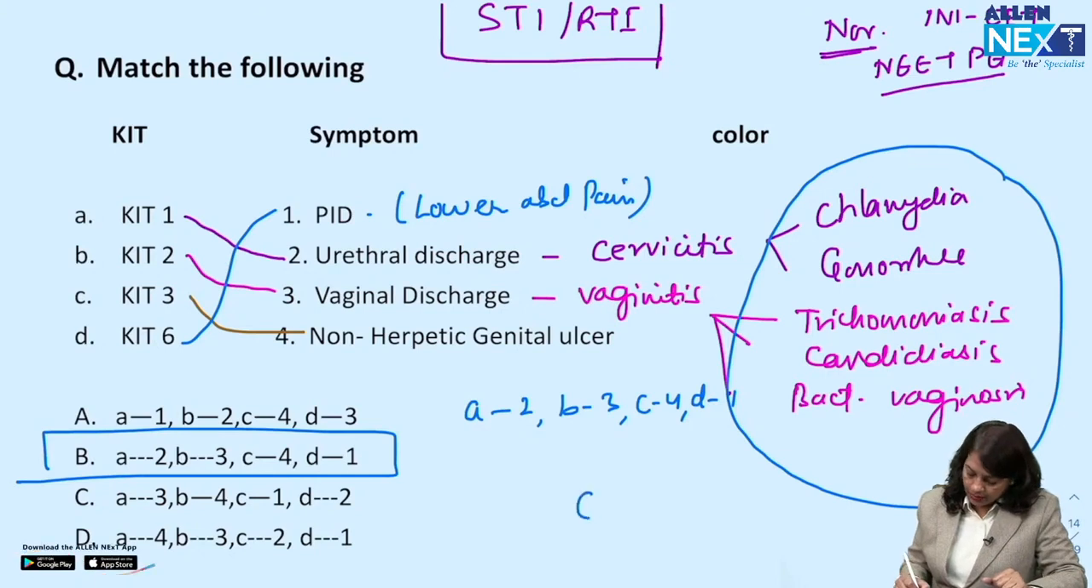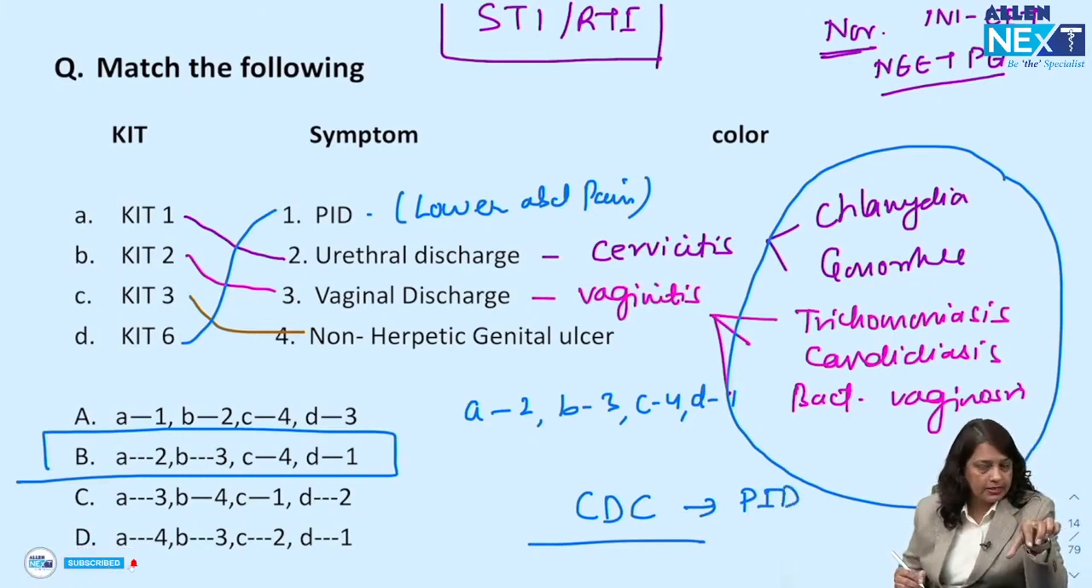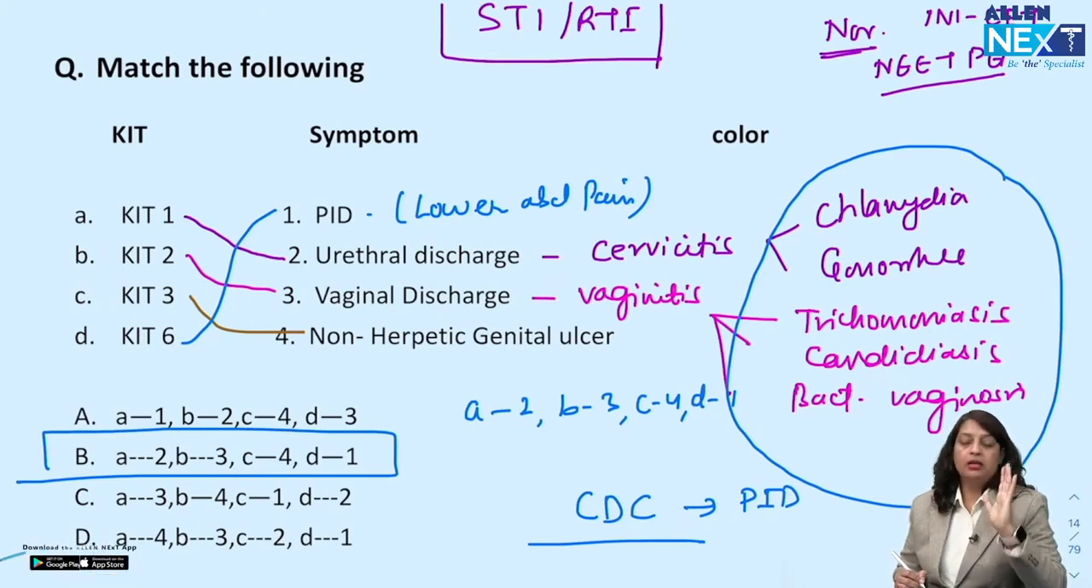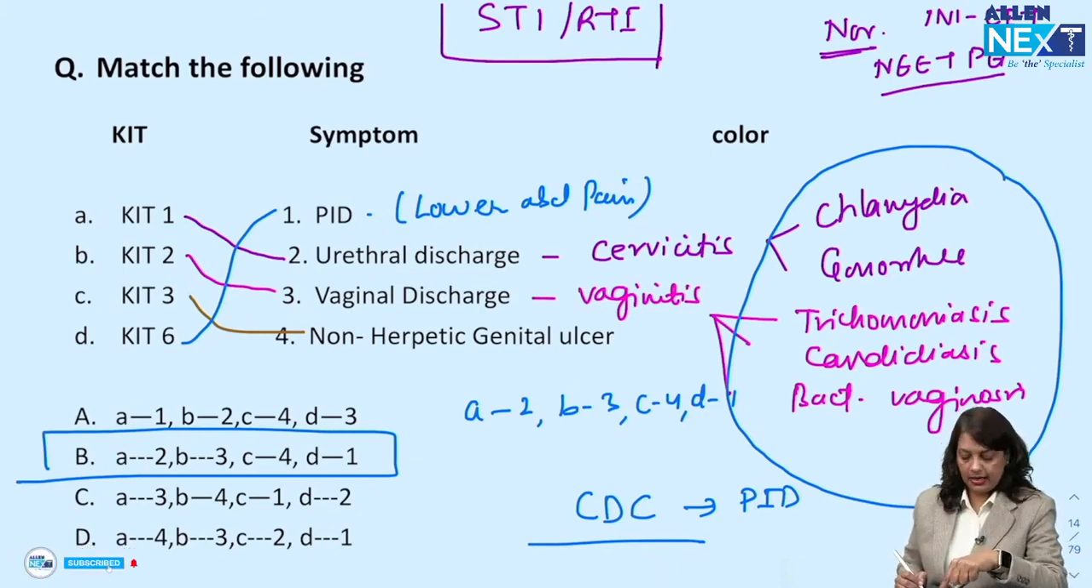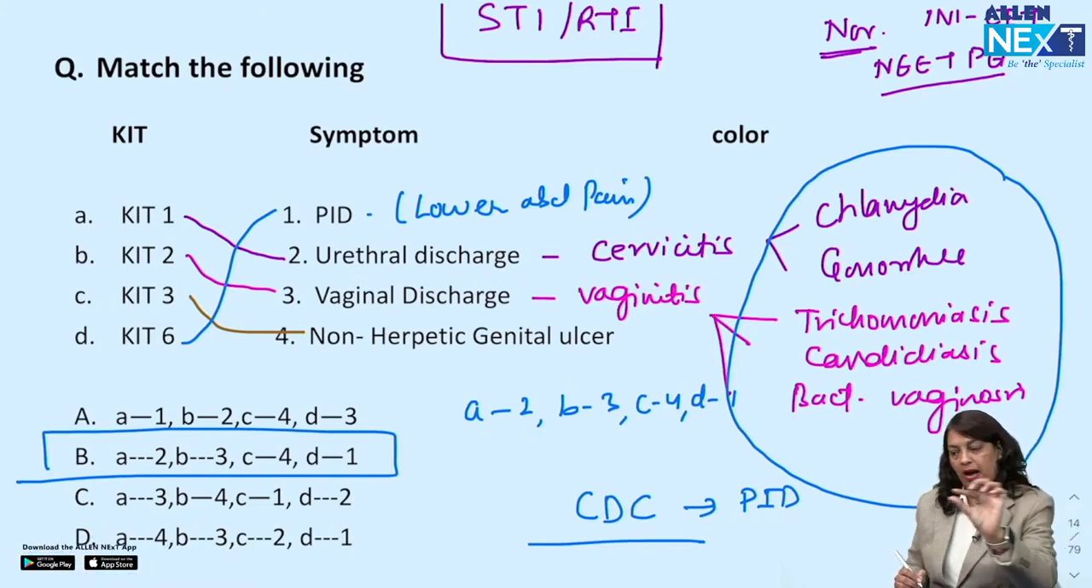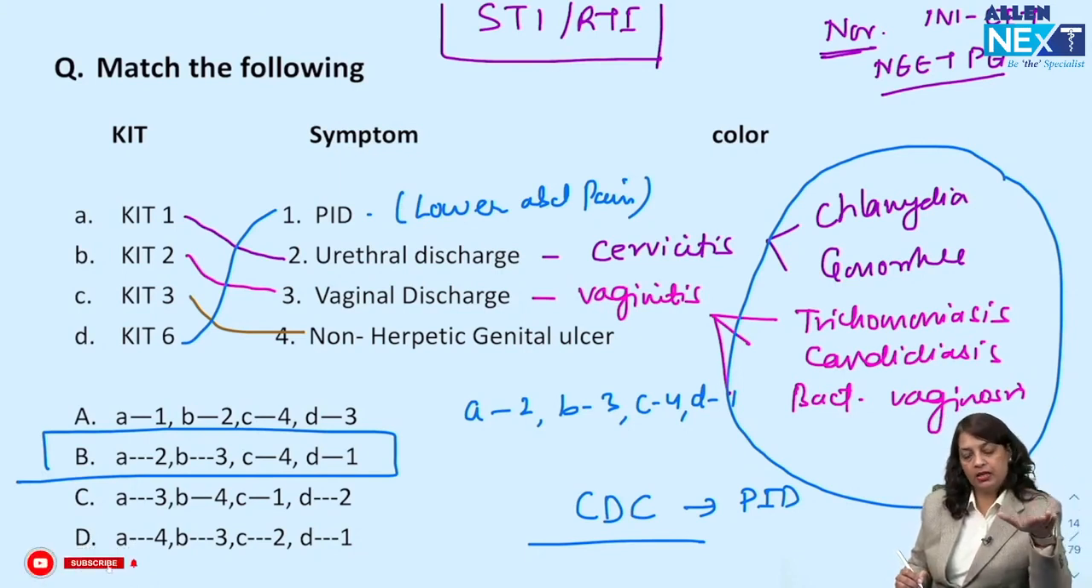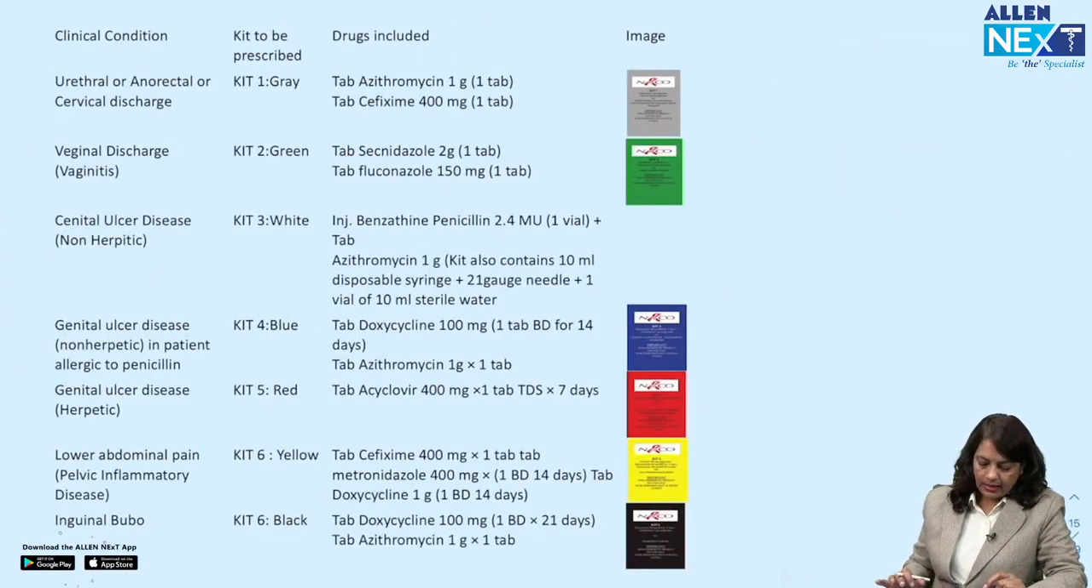Now you should know the CDC criteria for PID. According to CDC criteria, there is minimal, additional and definitive management. You should know, questions can be asked. But the concept of STI or RTI and these kits is minimum investigation and maximum treatment. So don't waste your time investigating the patient. If you are clear about the symptoms, give the kits. And these contain broad spectrum drugs.